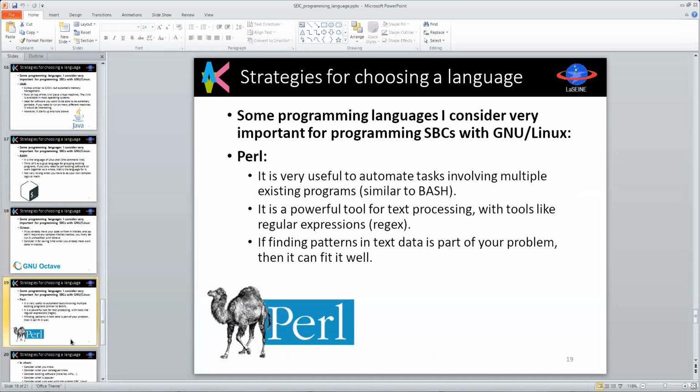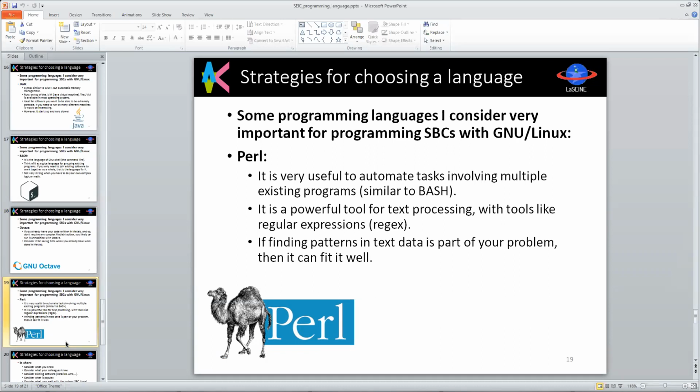And as the last programming language I'm going to look at in the context of Linux is Perl. I think this language lost a lot of popularity in the latest years because Python rose and took its market. But I think sometimes it has some tools that can make you get to your solution faster, especially when you are doing something similar to Bash, joining existing programs, or when you have to work with text processing.